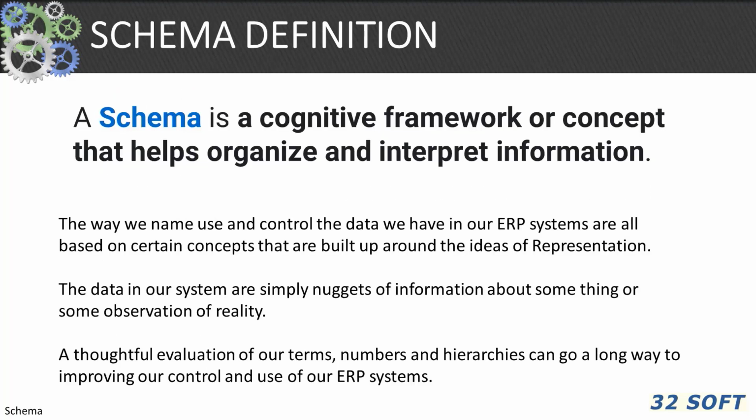So what is a schema? A schema is a cognitive framework, a concept that helps organize and interpret information. It is a way we name, use, and control the data we have in our ERP systems. All are based on certain concepts that are built up from these ideas of representation. Data in our systems are simply nuggets of information about something or some objective reality. The thoughtful evaluation of our terms, numbers, and hierarchies can go a long way to improving the use of our ERP systems.